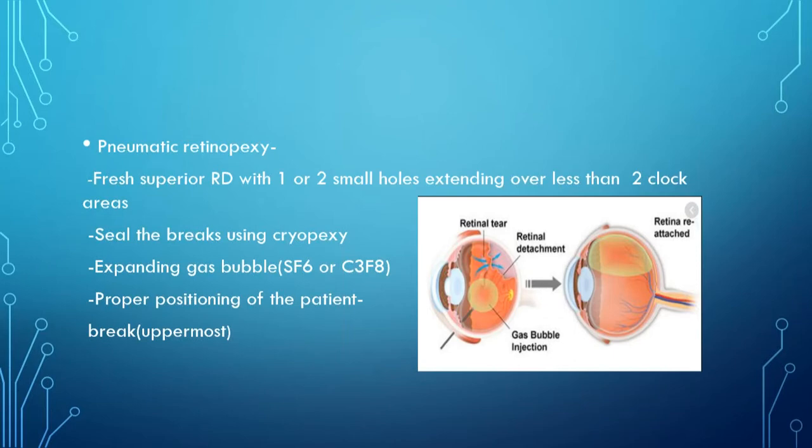In such cases, you prefer pneumatic retinopexy, and you seal the breaks using cryopexy, and then you insert a gas bubble inside. After injecting the gas bubble, you position the patient so as to take the bubble to the superior position. This is the important step that you should remember, that is the proper positioning of the patient. You cannot leave the patient as it is. You need to properly position the patient so that the gas bubble also takes its position in the superior part of the retina.